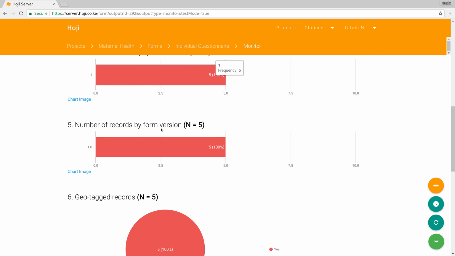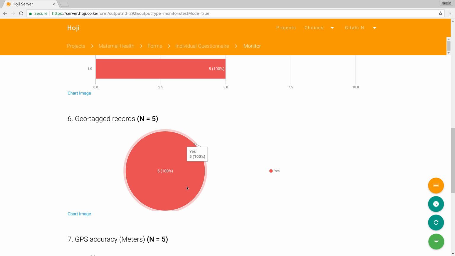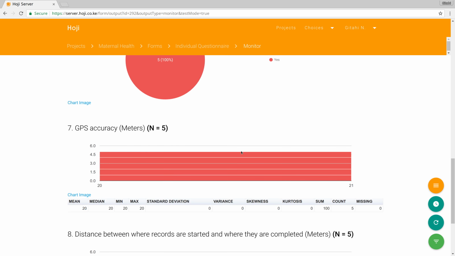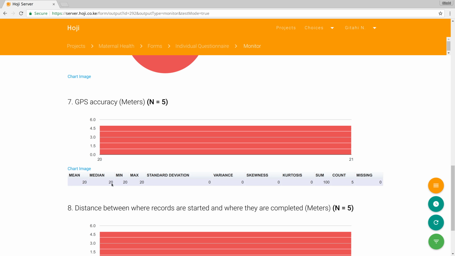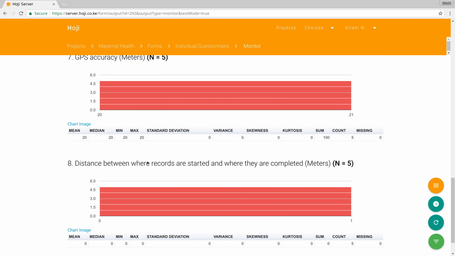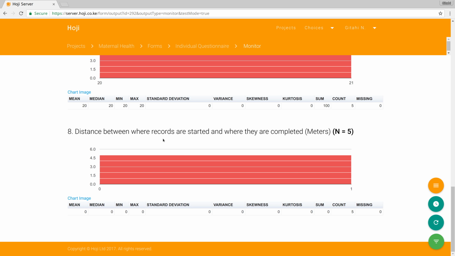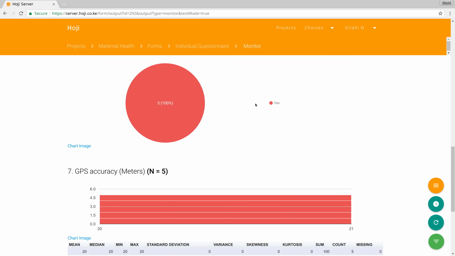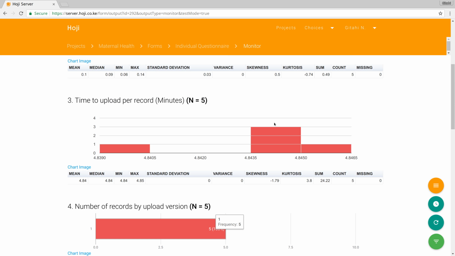There's a whole lot of other metadata that we still aren't going through in a lot of detail. You can see that all of my records were geotagged, and the median accuracy is about 20 meters with an average of 20, which is, I think, great. All of the records, I'm starting and ending them at the same place. So that's really just about it. I mean, in terms of looking at the data for your form, it's much the same process we went through when we were looking at the data for the sample form.